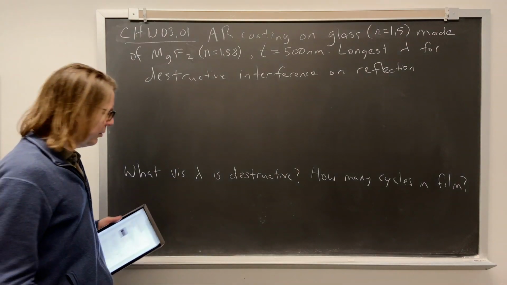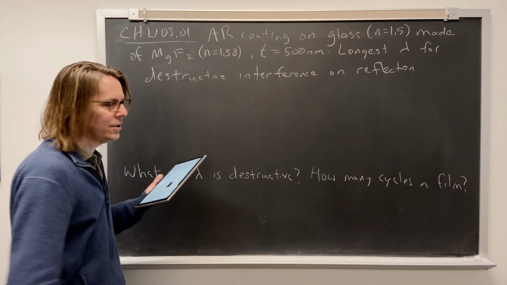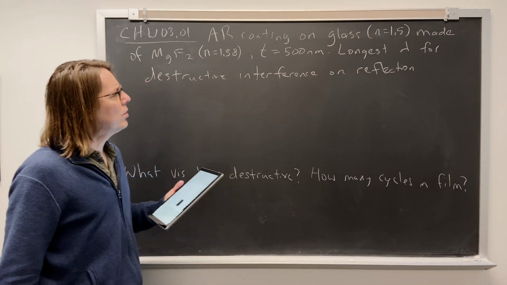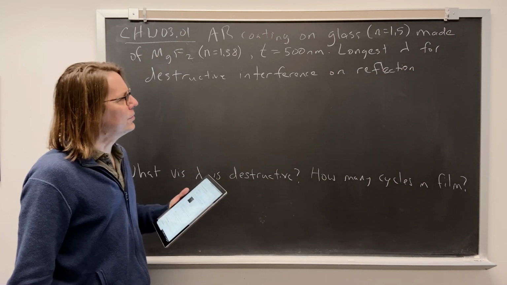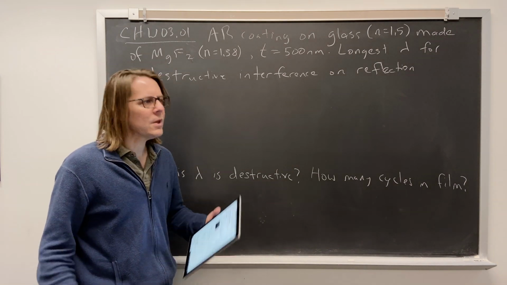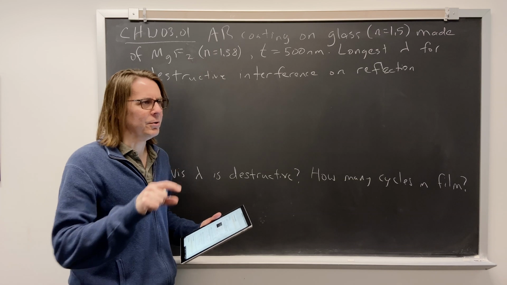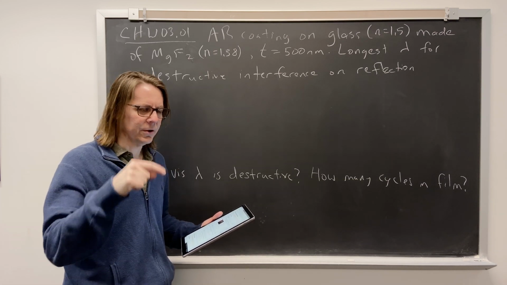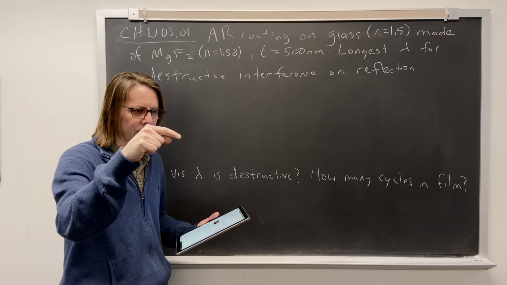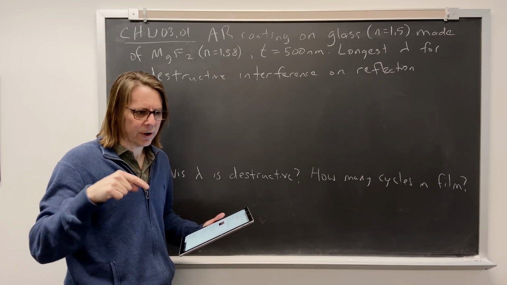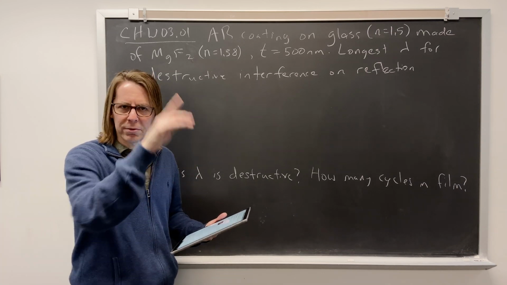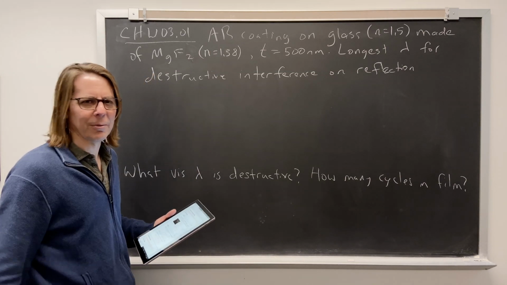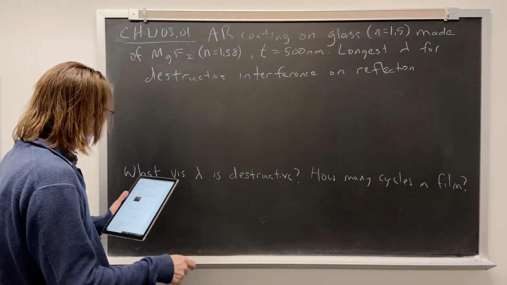So the first thing we want to think about is the anti-reflection properties. What is the longest wavelength for destructive interference on reflection? Now, you may be tempted to memorize a formula for every possible case of air, glass, film, air, film, glass, air, soap bubble, water, air, but you're better off just going through the diagram every time. So let's go through the diagram.